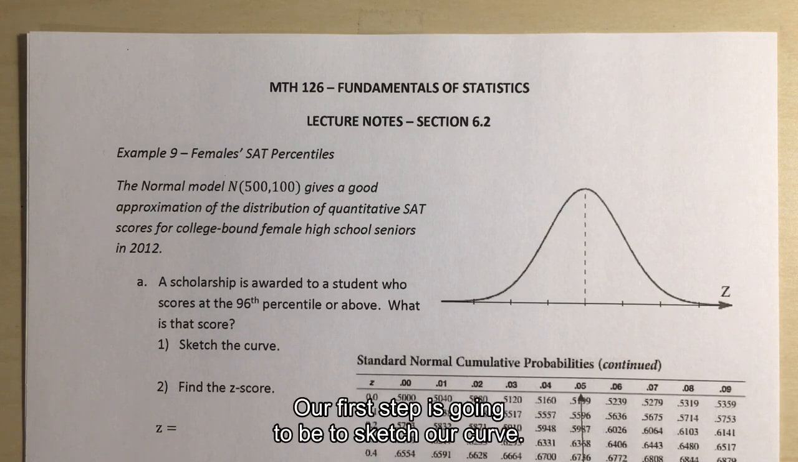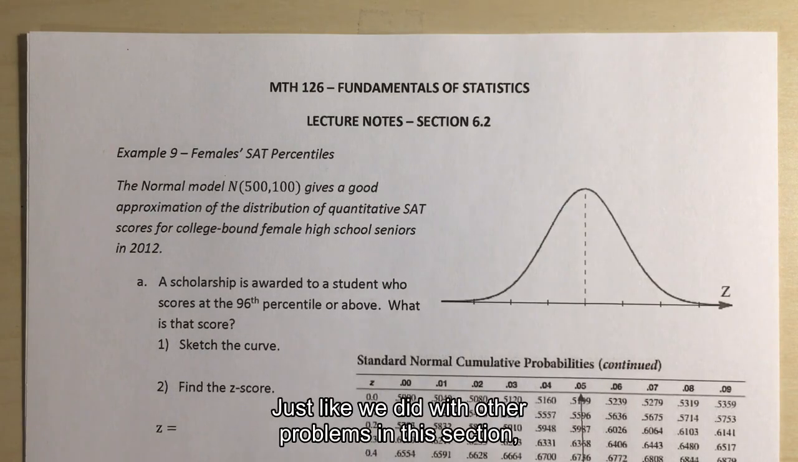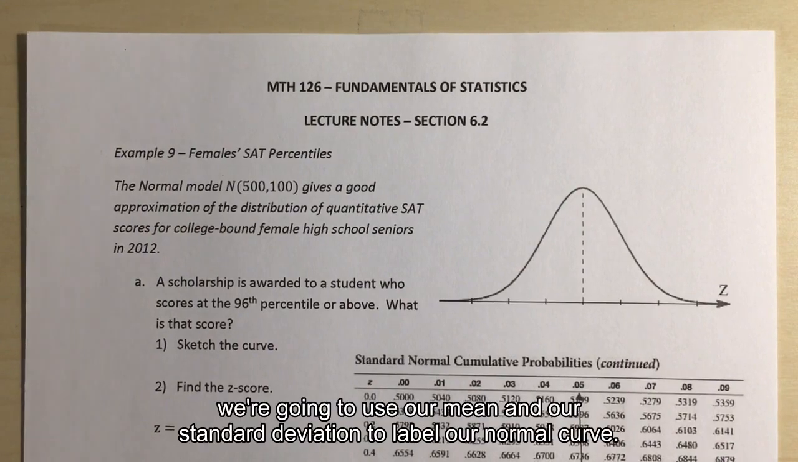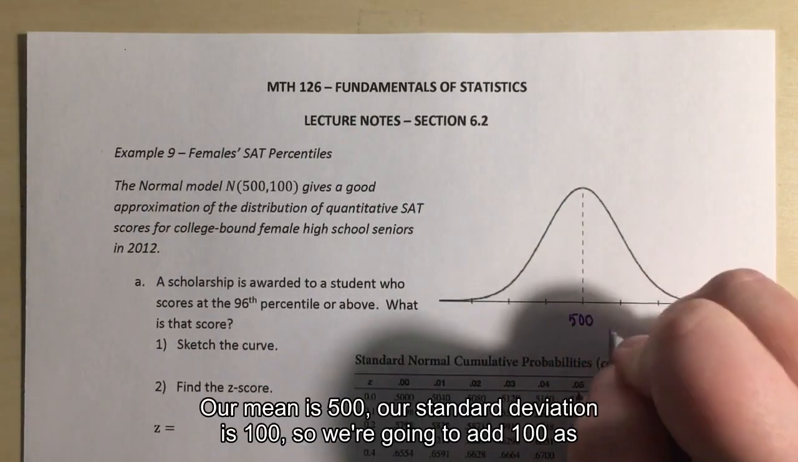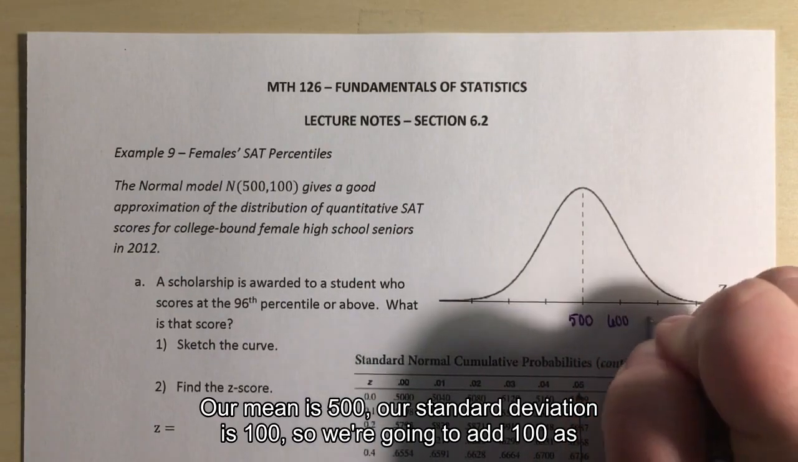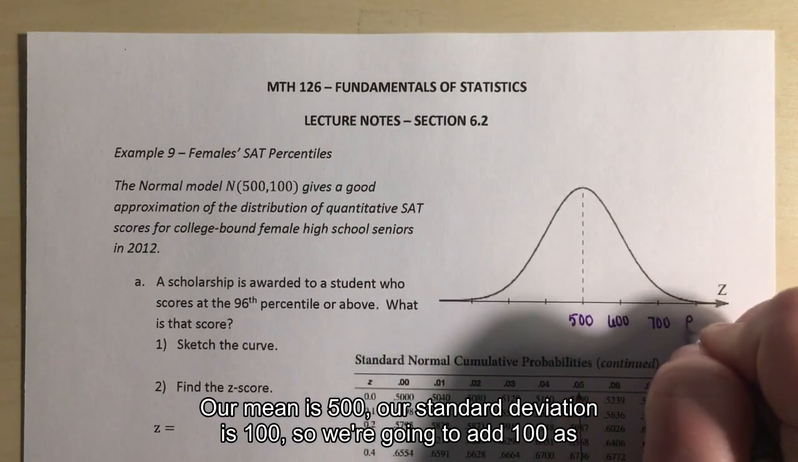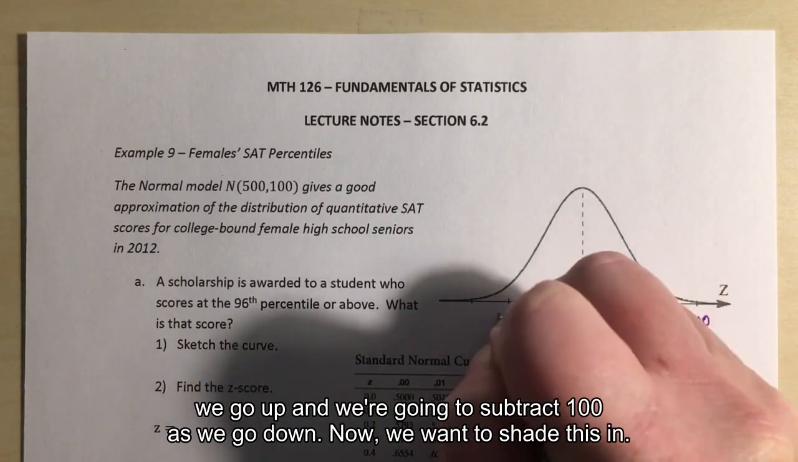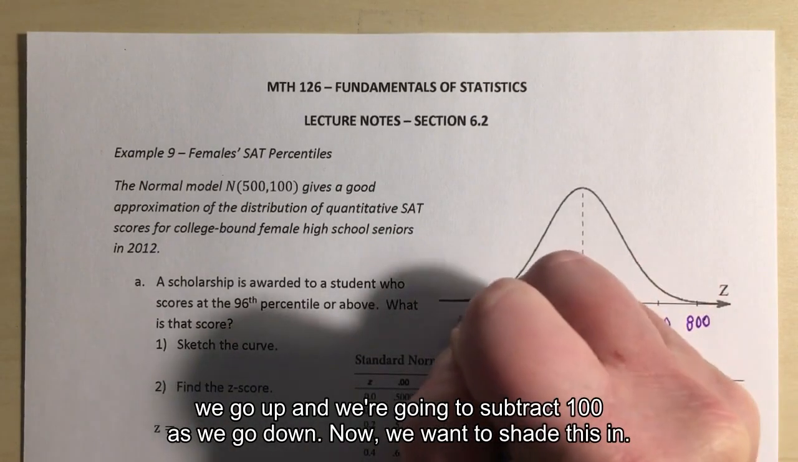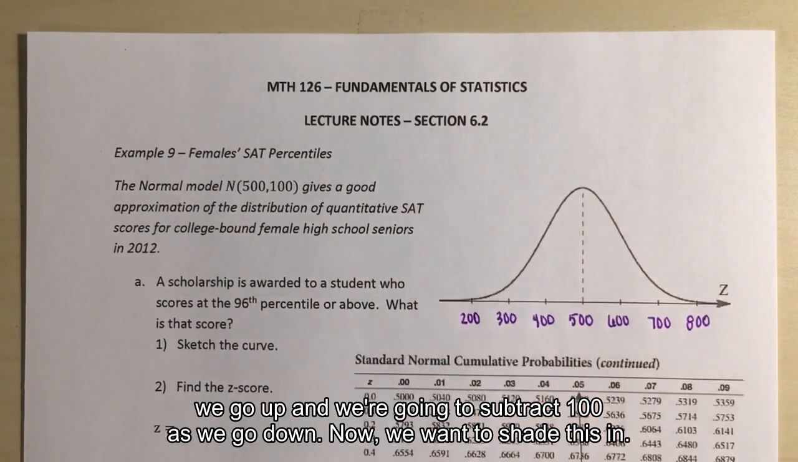Our first step is going to be to sketch our curve. Just like we did with other problems in this section, we're going to use our mean and our standard deviation to label our normal curve. Our mean is 500, our standard deviation is 100, so we're going to add 100 as we go up, and we're going to subtract 100 as we go down. Now we want to shade this in.